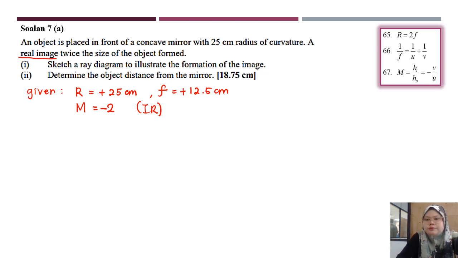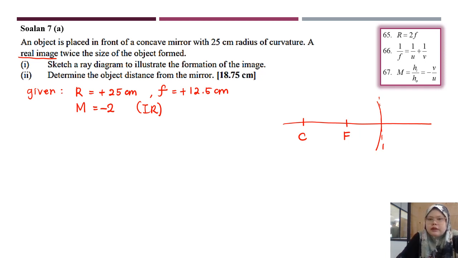Okay, not only 2. Okay, so now you kena sketch a ray diagram to illustrate the formation of the image. Okay, so saya tunjuk ringkasan sikit kat sini. Alright, so this is a position of the mirror. Okay, this is the concave mirror. Okay, this is the focal length, and then this will be the center of curvature. The center of curvature is twice the focal length.